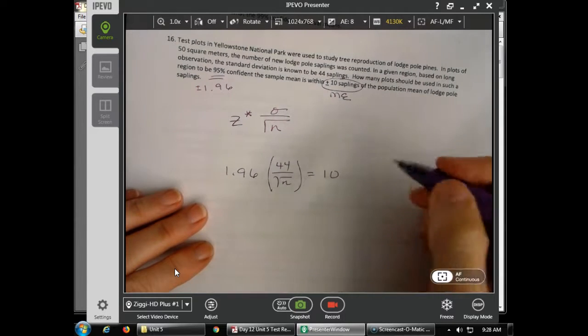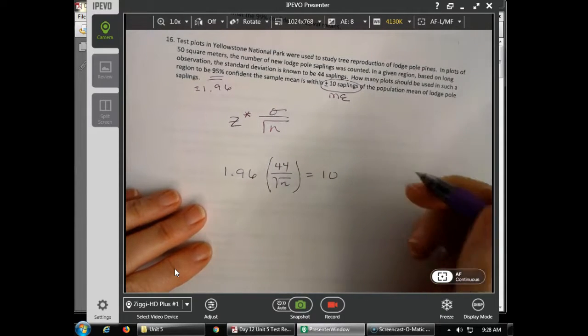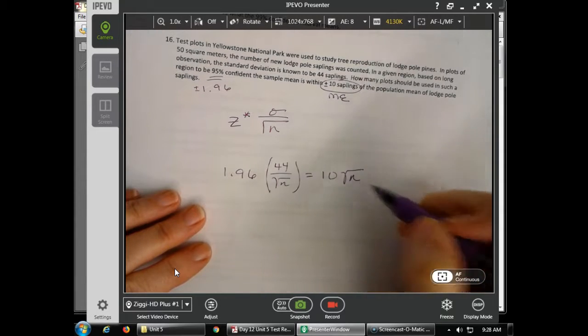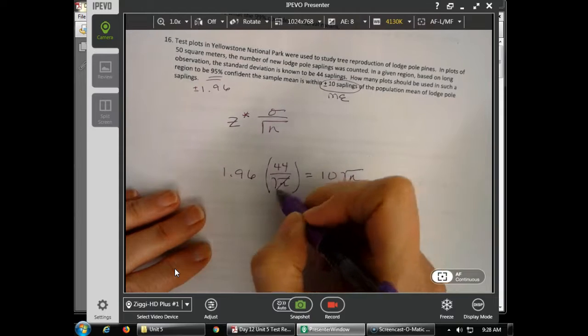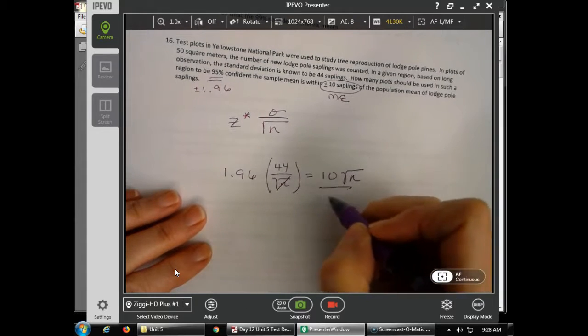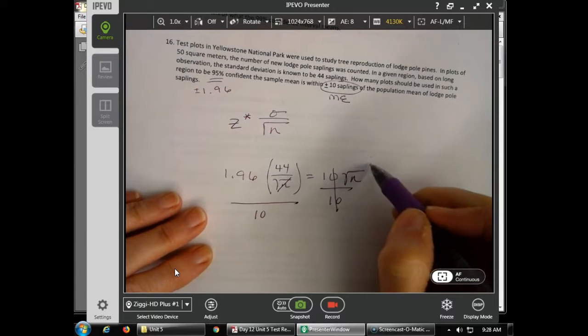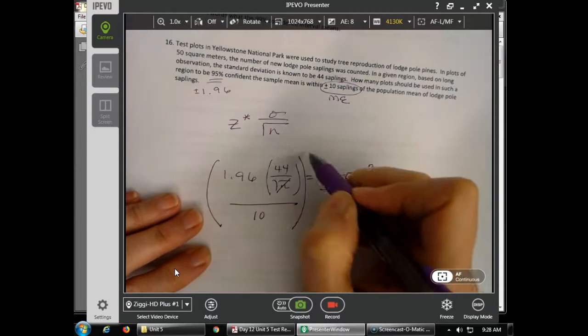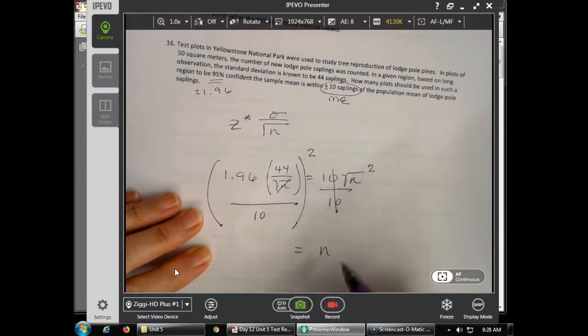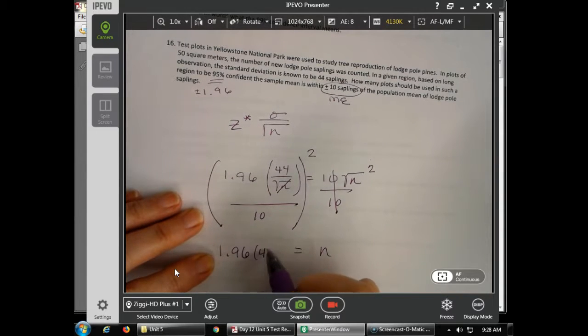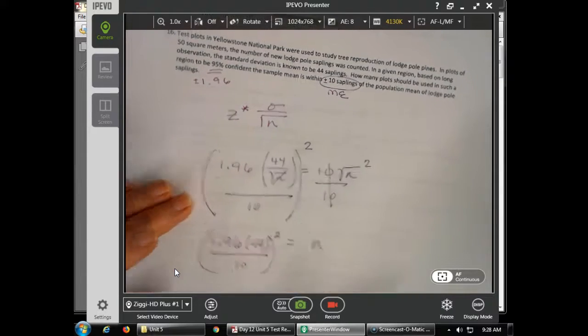Okay, y'all might see something like this tomorrow. It'd just be one problem. I would probably multiply both sides by square root of n, so that will go away, and then I can divide by 10. So I'm down to this. If I square this and square that, I will get n. So it's going to be 1.96 times 44 divided by 10, all squared.